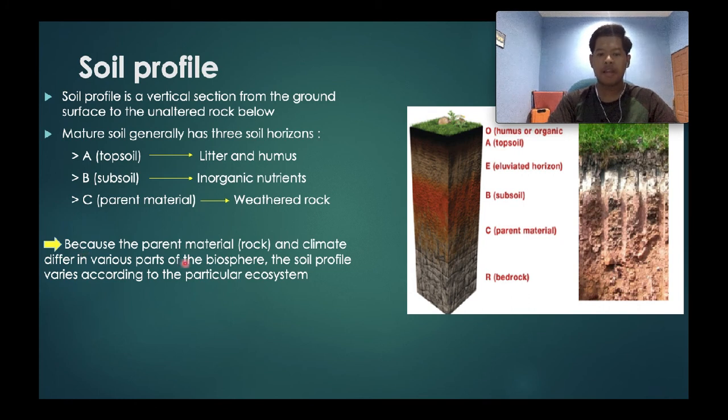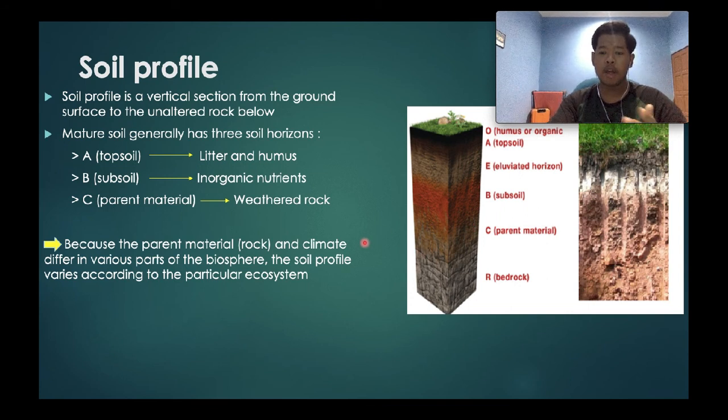Because the parent material and climate differ in various parts of the biosphere, the soil profile varies according to the particular ecosystem. You can see that in an example, I will be taking grassland. Grassland has a deep A horizon built up from decaying grass over many years. However, because of limited rain, little leaching into horizon B, which contains subsoil, has occurred.